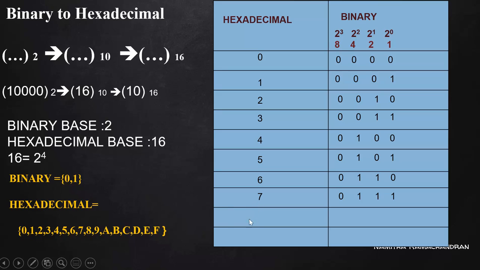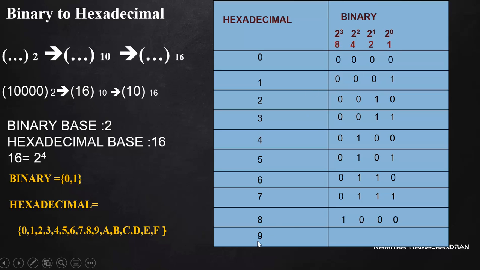And the next symbol in this hexadecimal list is 8. How can we represent 8? This 8 is directly available at this position. So 8's binary equivalent is 1000. And for 9, 9 means 8 plus 1.